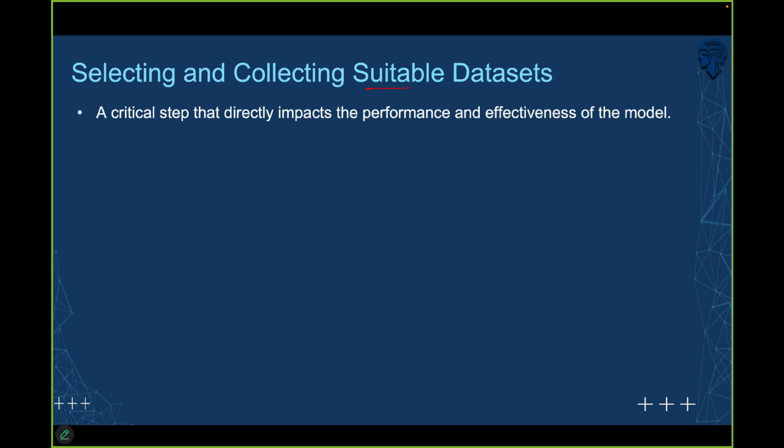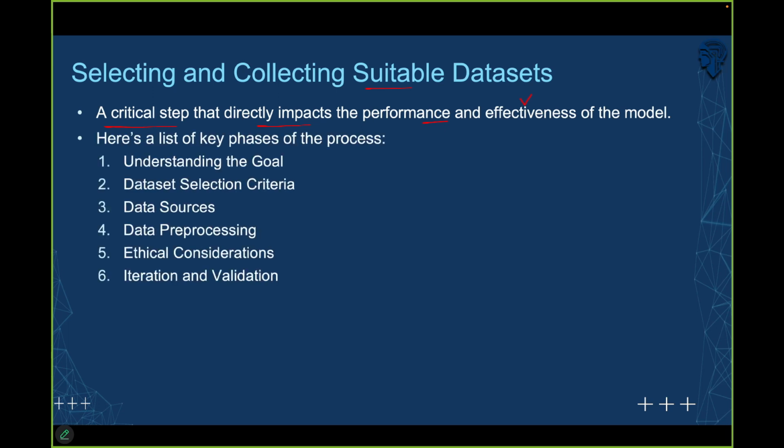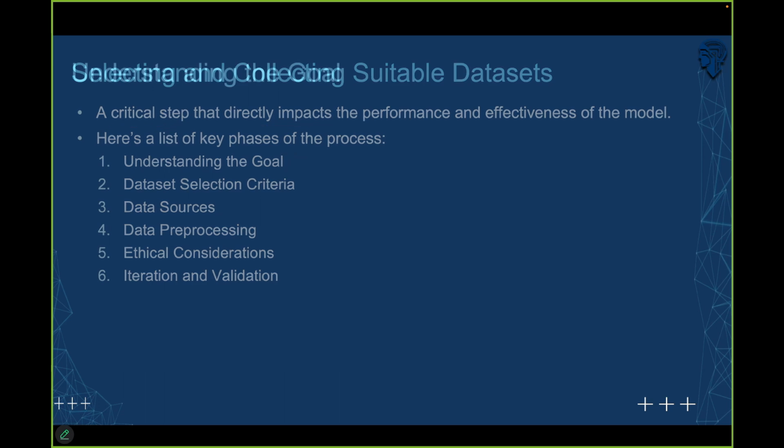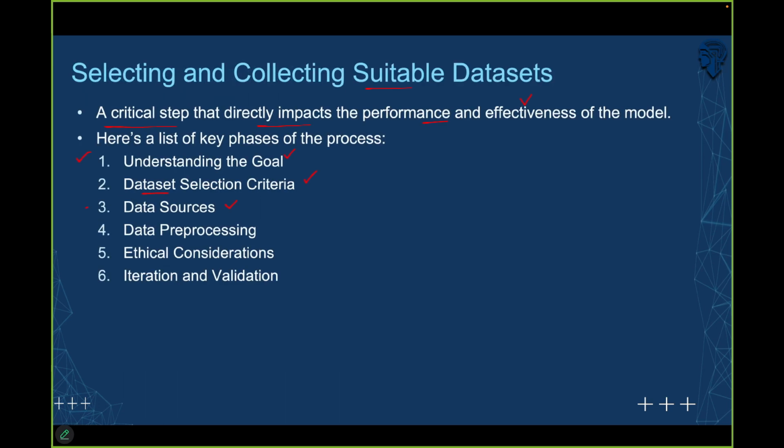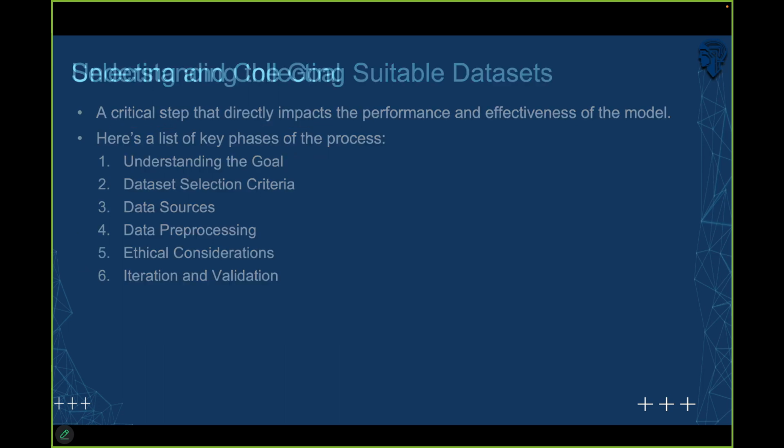Selecting and collecting a suitable data set is a critical step that directly impacts the performance and effectiveness of the model. Here's a list of key phases of the process. 1. Understanding the goal. 2. Dataset selection criteria. 3. Data sources. 4. Data pre-processing. 5. Ethical considerations. 6. Iteration and validation of the dataset.